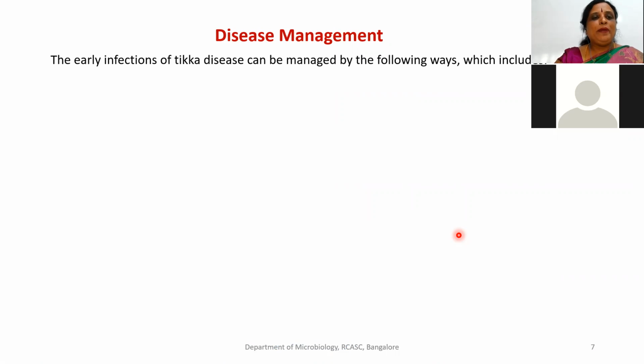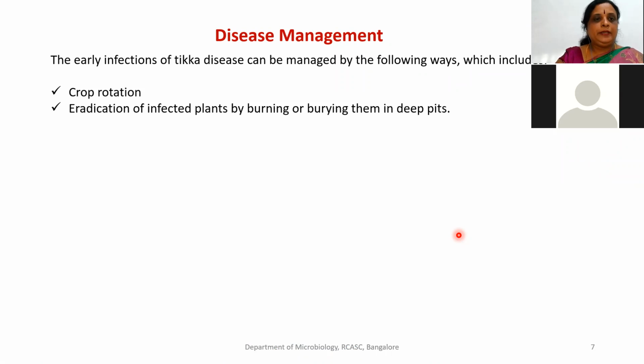Now, how to manage this particular disease? One easy method is always to go for crop rotation. So if you are growing groundnuts this season, better to go for some other pulses, or for example, rice, ragi, wheat, jowar, sorghum, such kinds of plants can be planted. So crop rotation can be done.